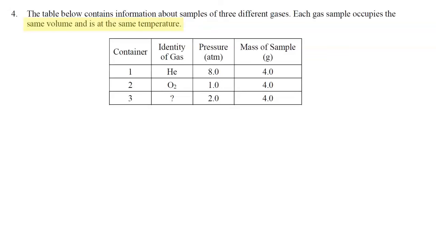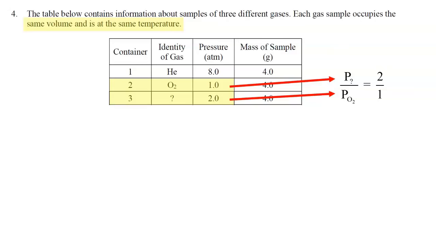So now I'm going to compare container 2 and container 3. Container 2 contains oxygen. Container 3 has the unknown gas that we haven't identified yet. I'm going to focus on the pressure ratio. And you can see from the information in the data table that the pressure of the unknown gas is twice as much as the pressure of the oxygen.